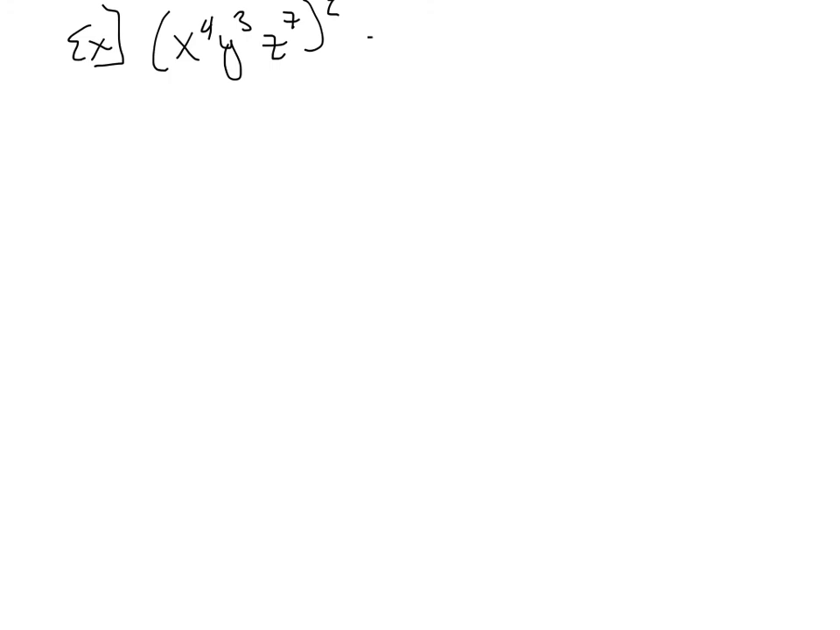So what I'm going to do is I'm going to think to myself, I'm just going to take this 2 and multiply it with the exponents for each variable listed in the expression. So that means 2 times 4 is 8, 2 times 3 is 6, and 2 times 7 is 14. And there we go. That is the power of a product property.